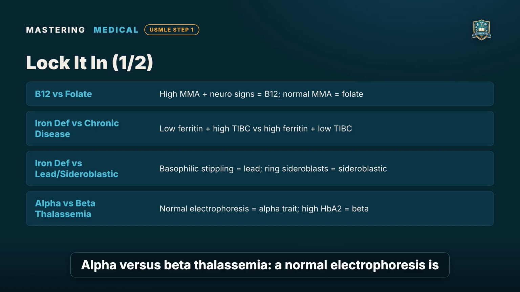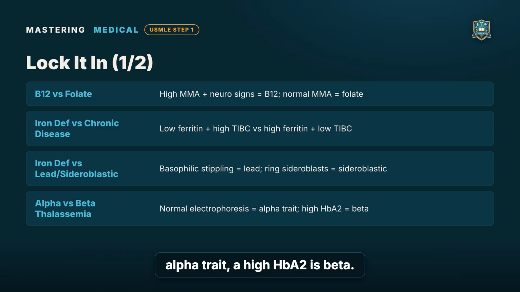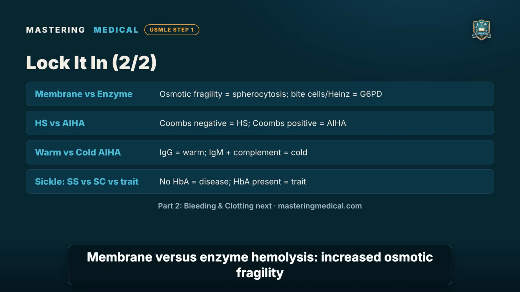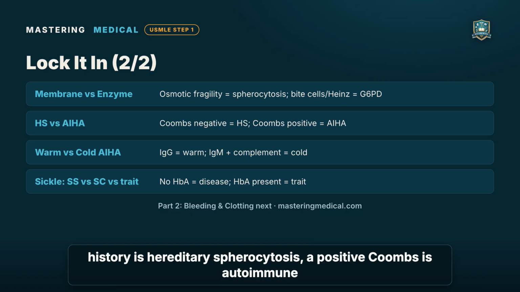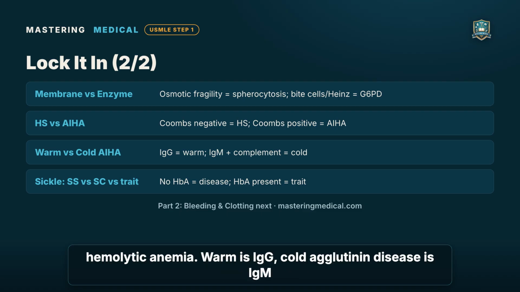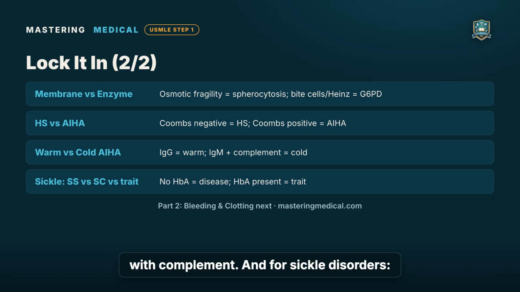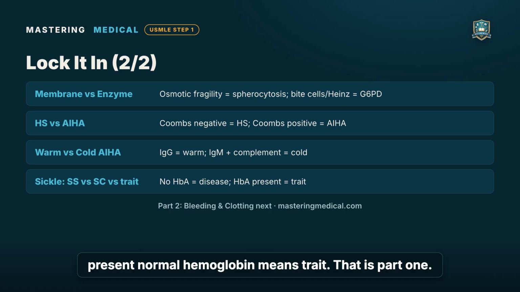Alpha versus beta thalassemia. A normal electrophoresis is alpha trait, a high hemoglobin A2 is beta. Membrane versus enzyme hemolysis. Increased osmotic fragility is hereditary spherocytosis. Bite cells and Heinz bodies after an oxidant is G6PD. Spherocytes with a negative Coombs, and a family history is hereditary spherocytosis. A positive Coombs is autoimmune hemolytic anemia. Warm is immunoglobulin G, cold agglutinin disease is immunoglobulin M with complement. And for sickle disorders, no normal adult hemoglobin means disease. Present normal hemoglobin means trait.